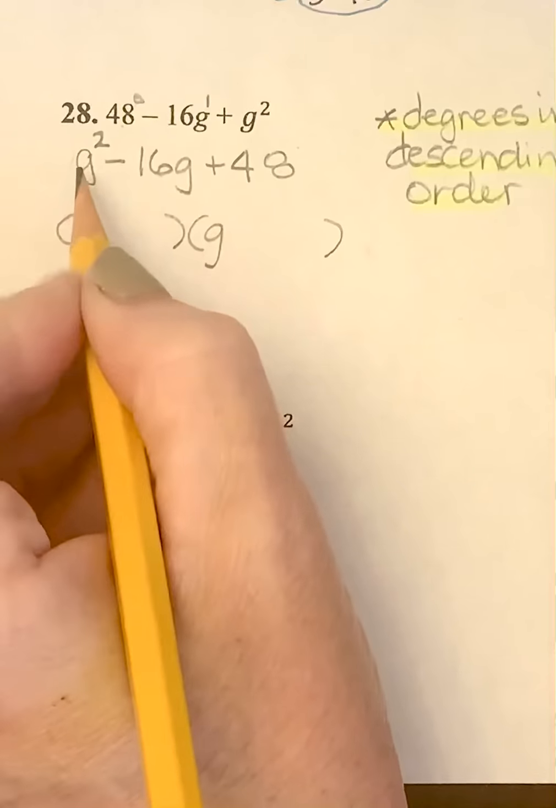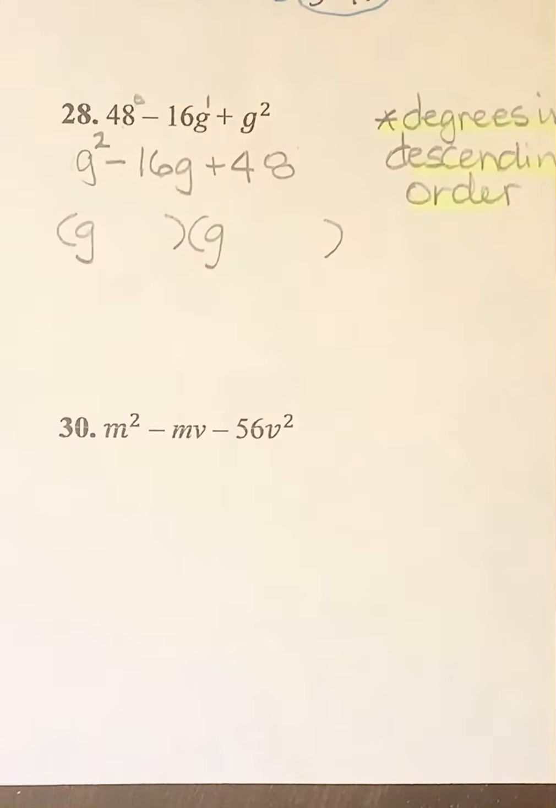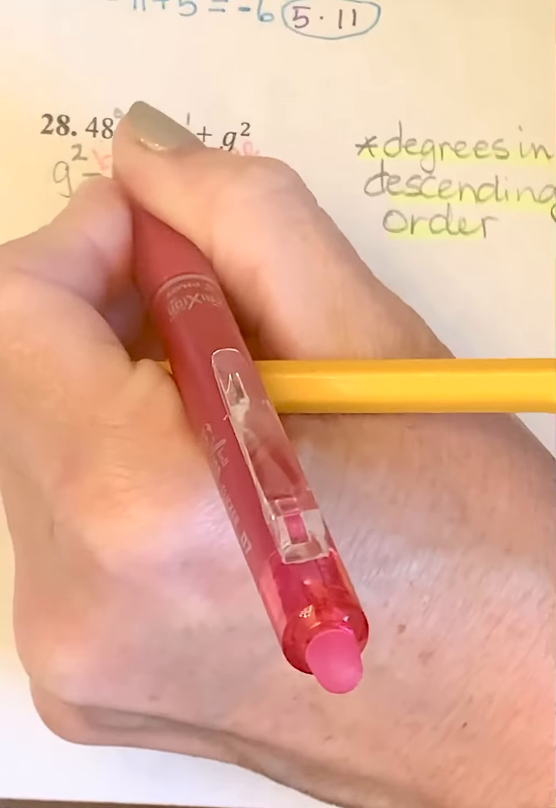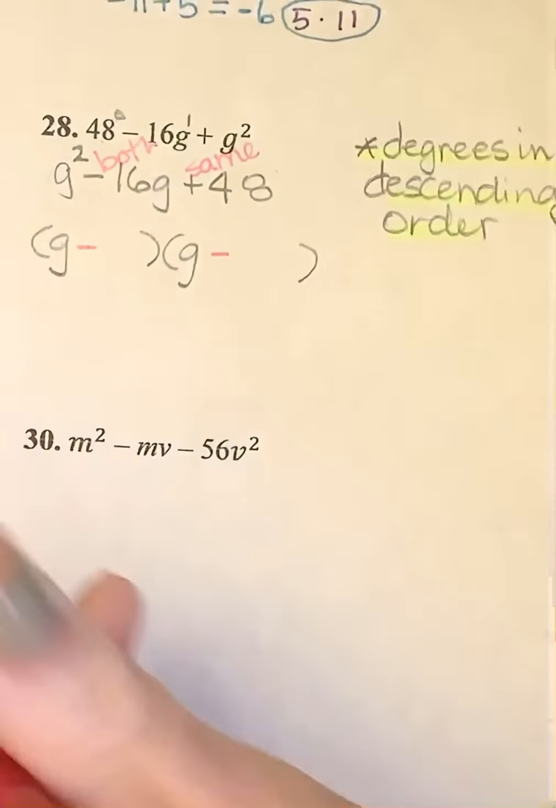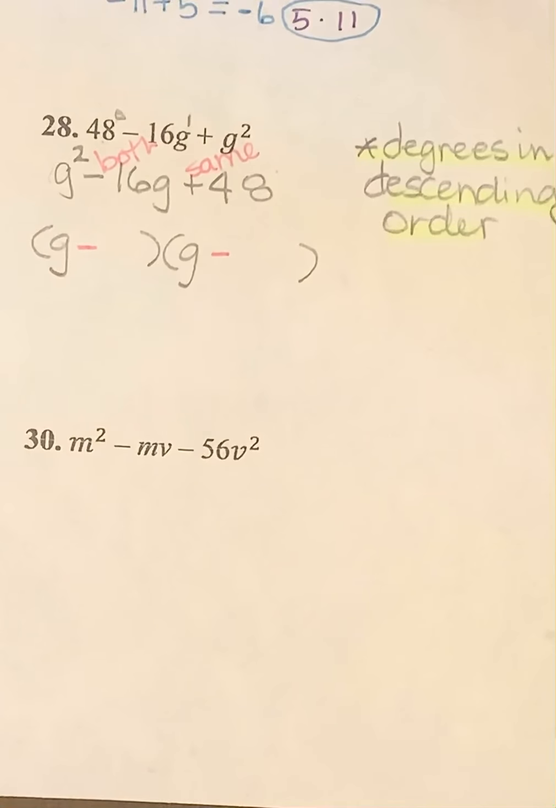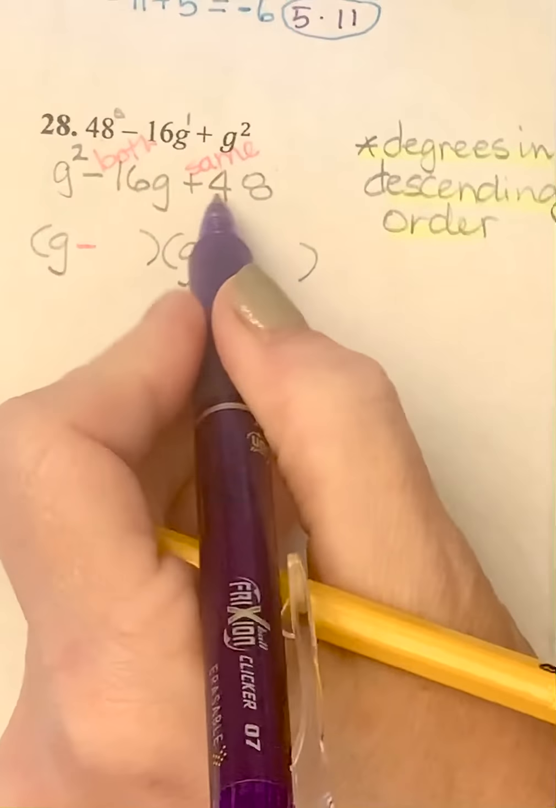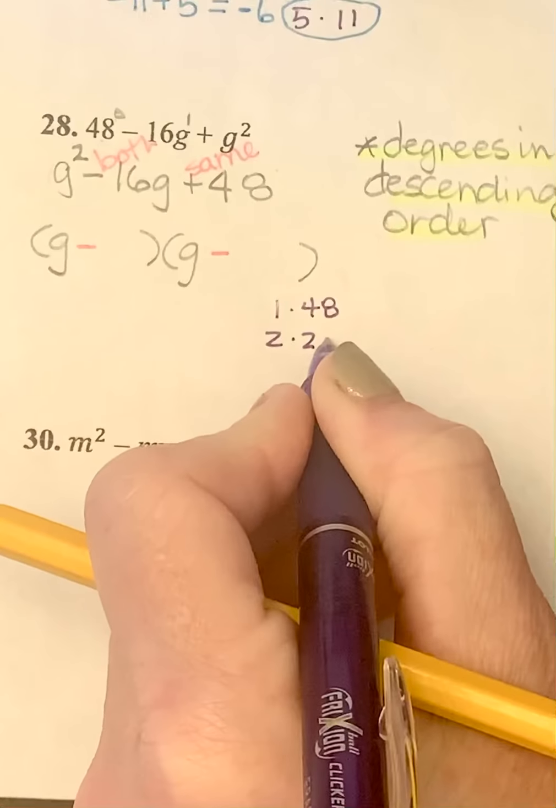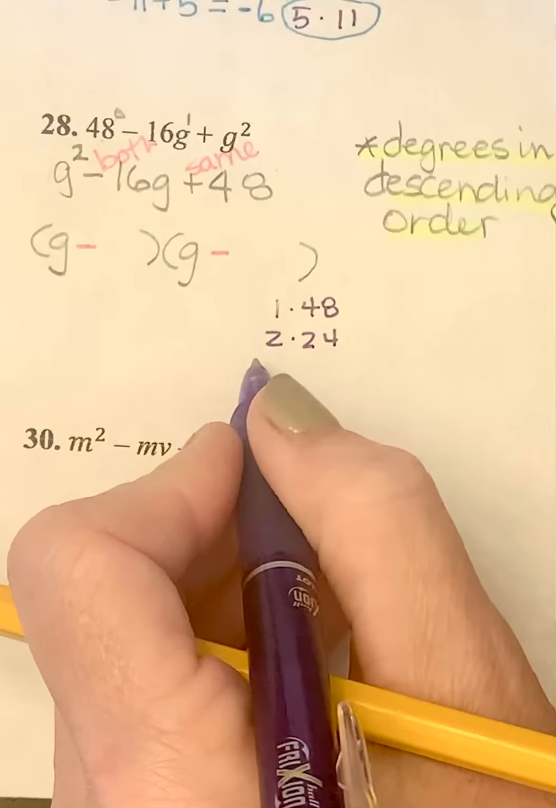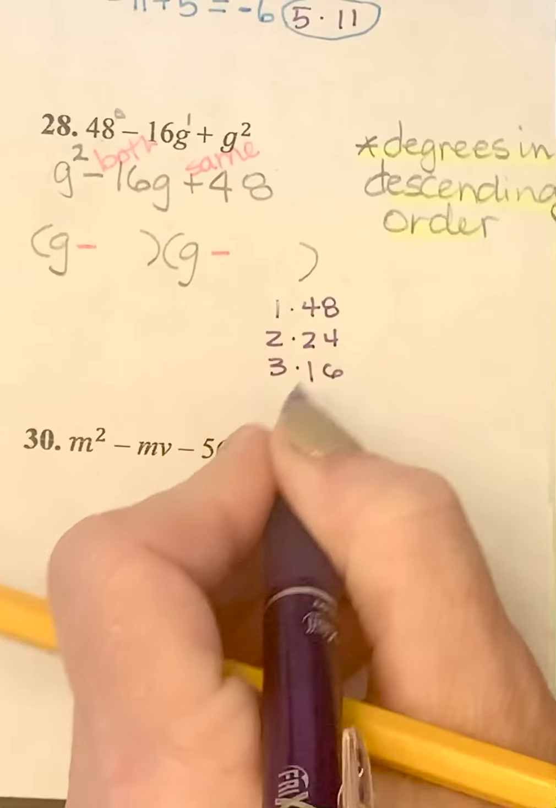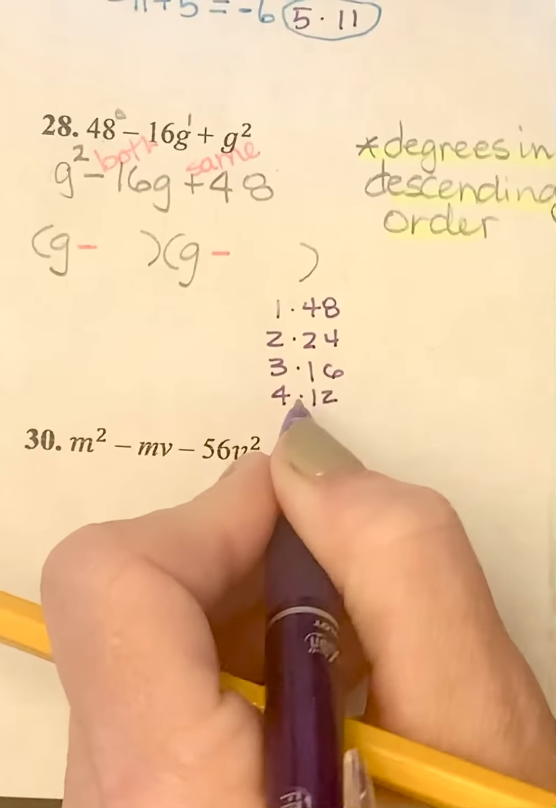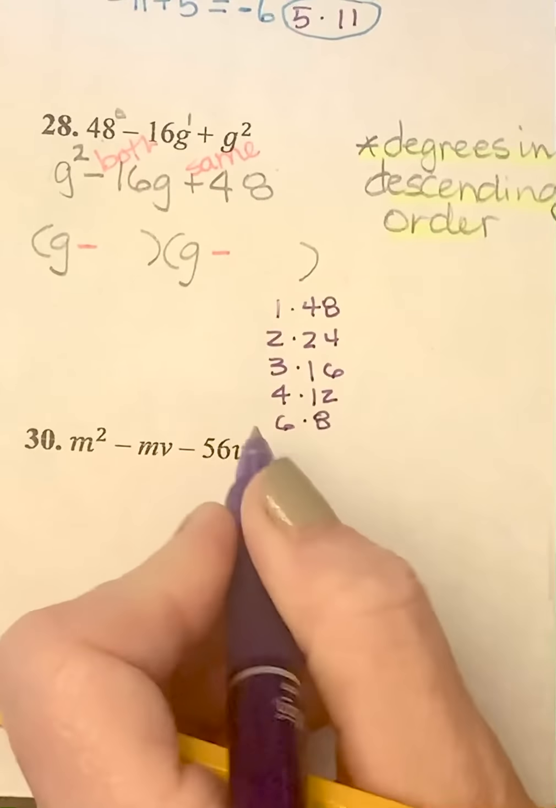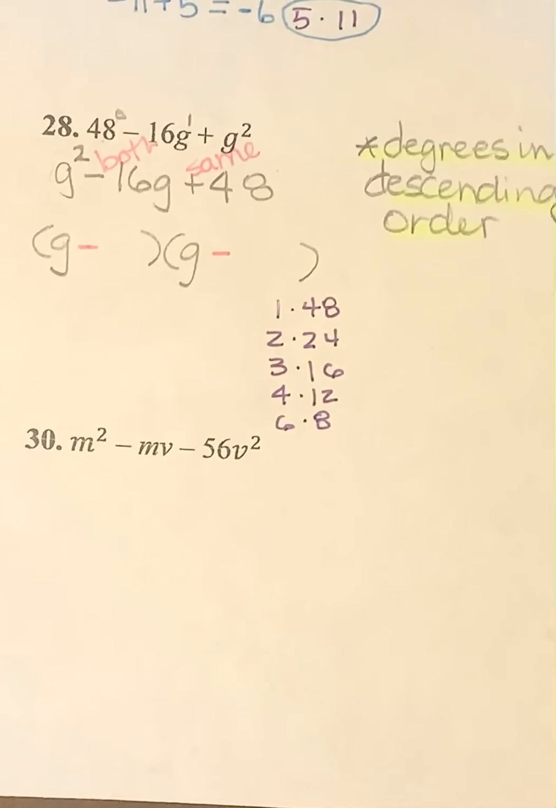G times G is the only way to get G squared. The signs are going to be the same, and they are both going to be negative, so I know that. And then I have to check the factor pairs of 48. That's 1 and 48, 2 and 24, 3 and 16, 4 will go into that 12 times, 5 won't go into 48, 6 will, 6 times 8 is 48. Okay, so that's a lot of factor pairs.